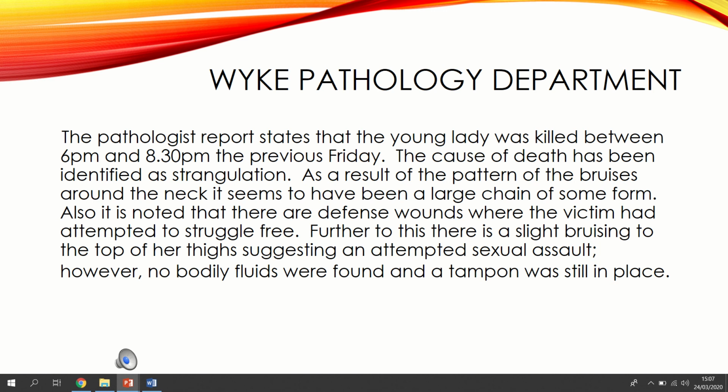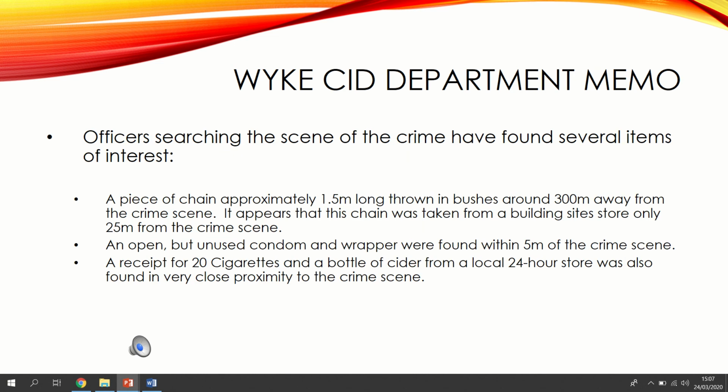As a result of the pattern of bruises around the neck, it seems that it must have been a large chain of some form that had strangled her. Also, it is noted that there is a defence wound where the victim had attempted to struggle free. Further to this, there is slight bruising to the top of her thighs, suggesting an attempted sexual assault. However, no bodily fluids were found, and a tampon was still in place in her when she died.